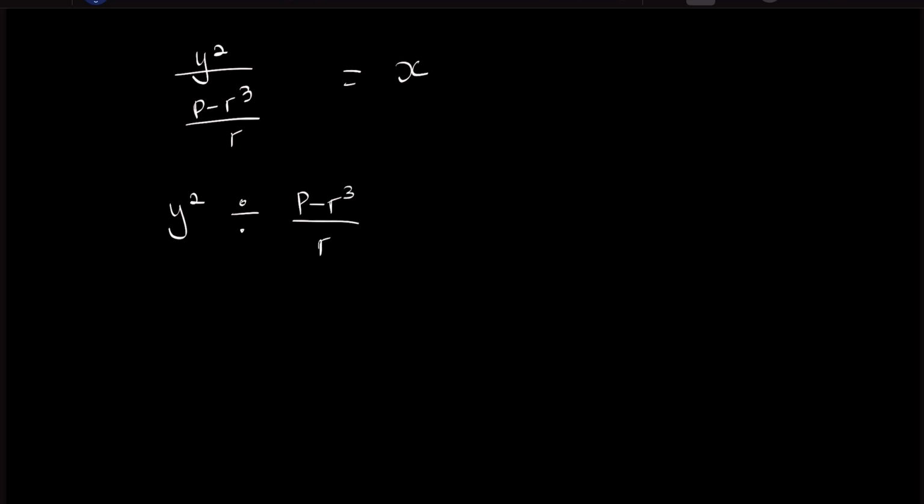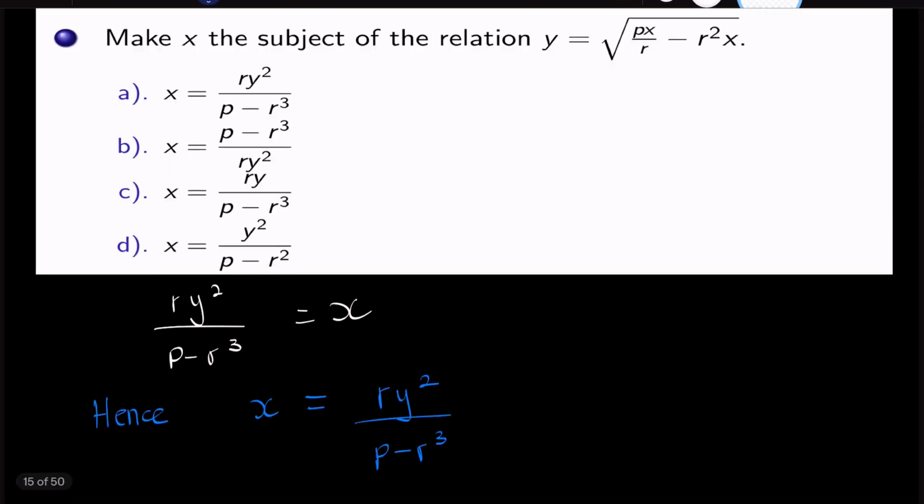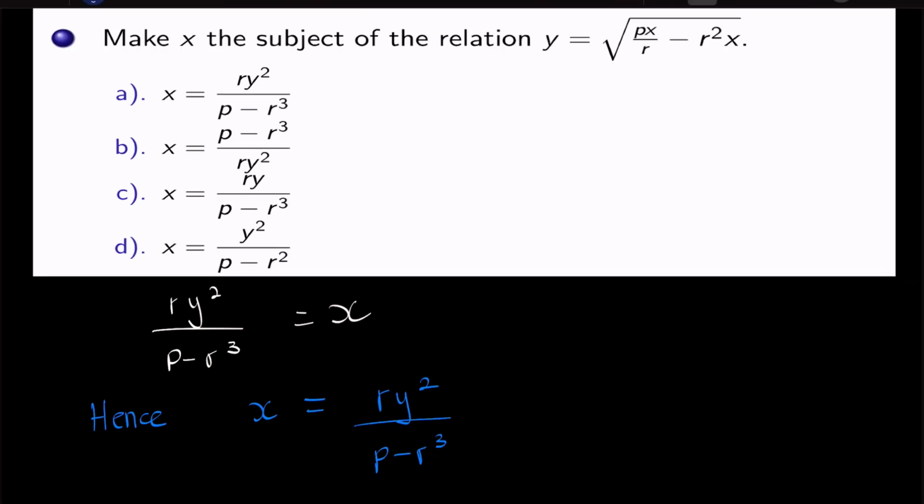Thus we are going to have y squared multiplying r on p minus r cubed. Thus we will have r y squared on p minus r cubed is equal to x. Hence x is equal to r y squared on p minus r cubed. And so the correct option is option A.